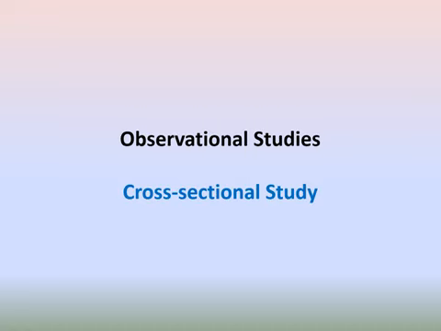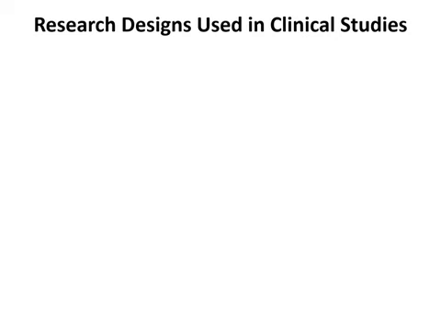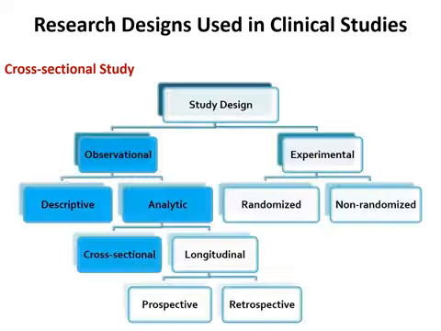Cross-sectional study. It's a type of observational study. Could be descriptive or analytic. It means that the exposure and the outcome, or the measurements and the results, are done at the same time. It is also known as a prevalence study when we need to measure the prevalence of a certain condition or certain disease at a specific period of time.